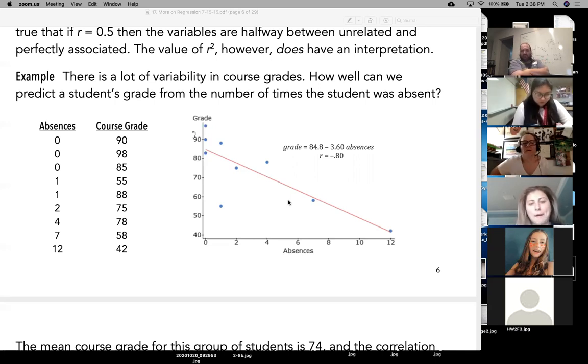But it's obviously not a perfect predictor because if you look at the absences, you have people with the same number of absences but at different scores. So there must be other things besides absences that we're not considering. What are some things besides absences that we're not considering here?